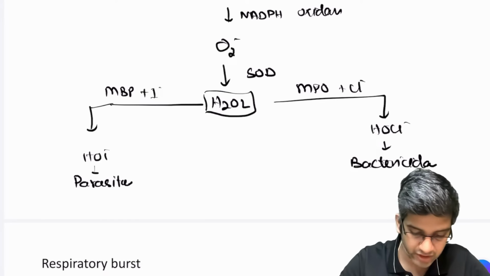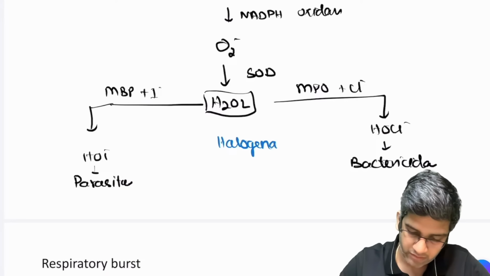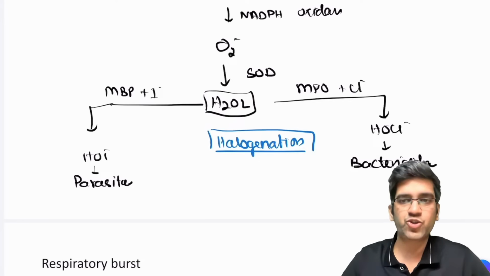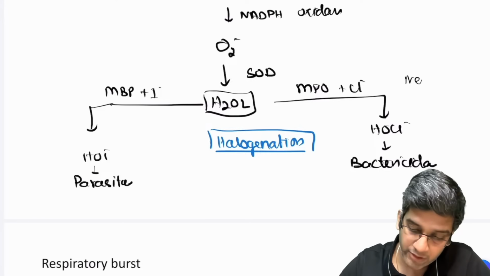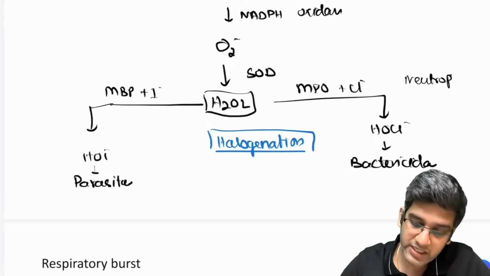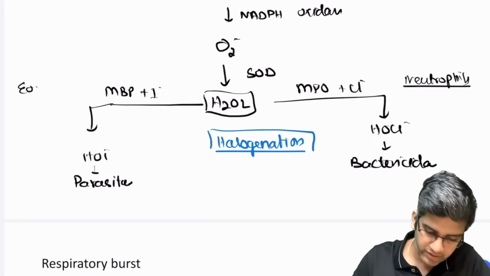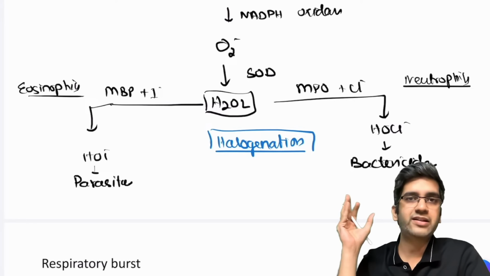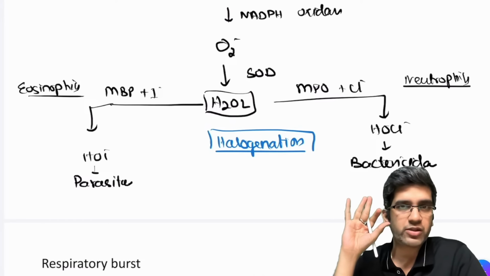This entire process, we call it halogenation. The process by which I'm using halogens, chlorine and iodine, to destroy them, we call it halogenation. And this happens primarily in neutrophils, which is the cell of acute inflammation. And this happens in eosinophils, which can also be a cell of acute inflammation, right? Done. Once I have the bactericidal molecule, automatically I'll be able to completely eliminate and destroy the bacteria.